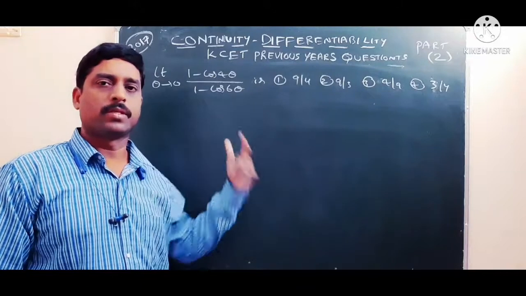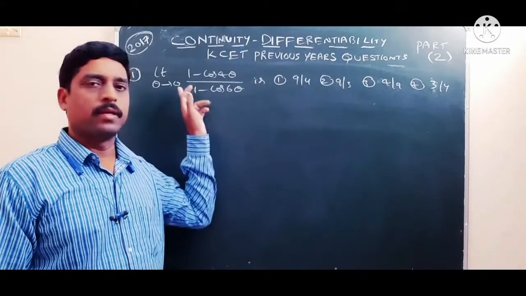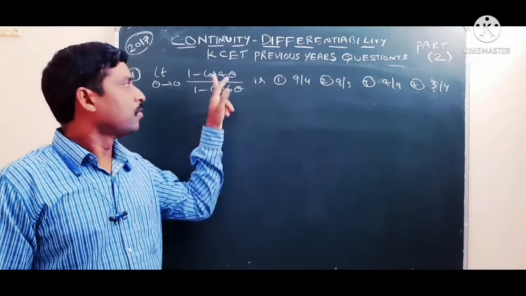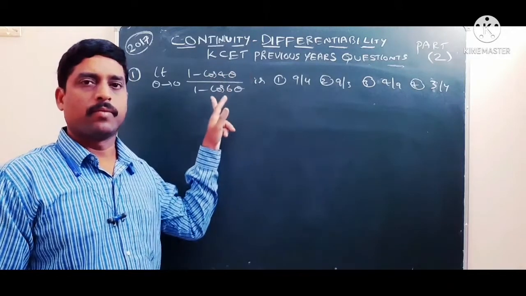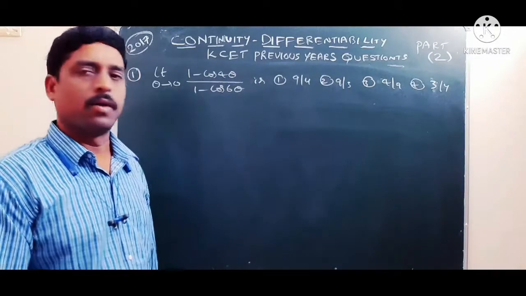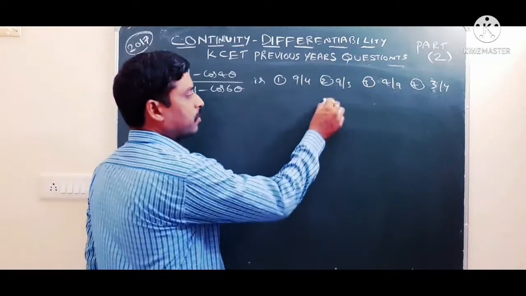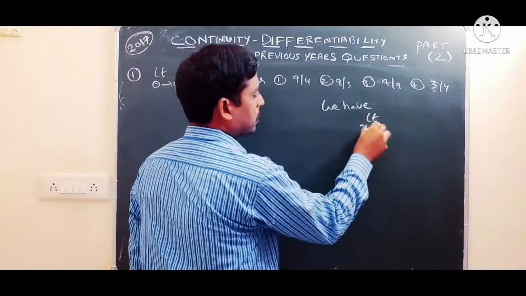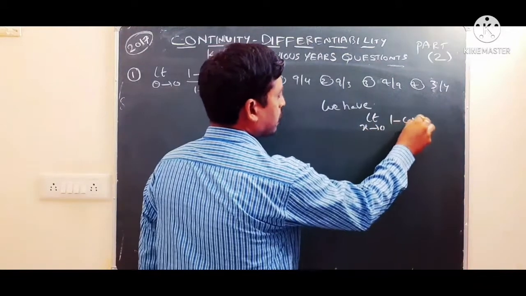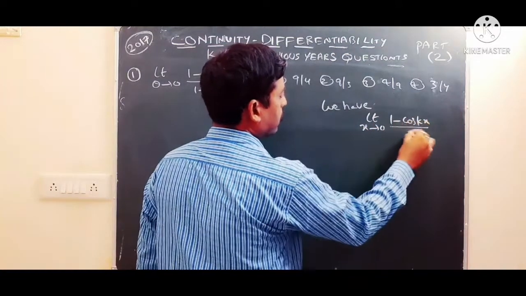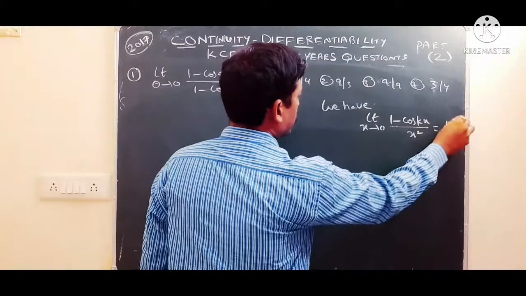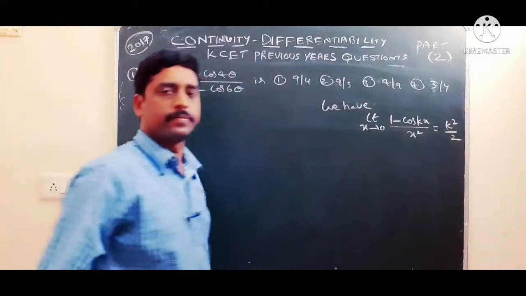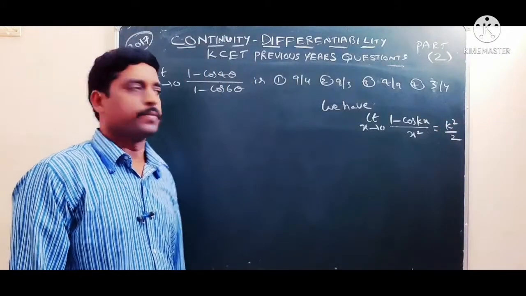This is from 2017. What is given? Limit theta tends to 0, 1 minus cos 4 theta by 1 minus cos 6 theta. How can we solve this problem? We have one formula. Limit x tends to 0, 1 minus cos kx by x square is equal to k square by 2. Very, very important formula.